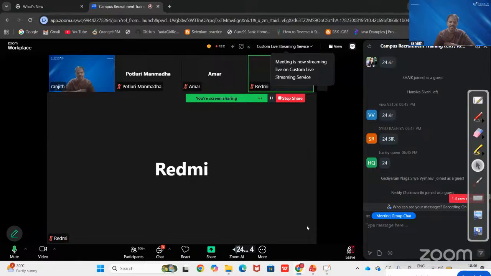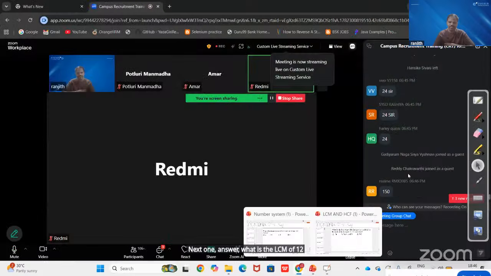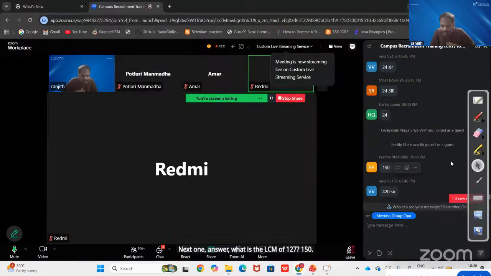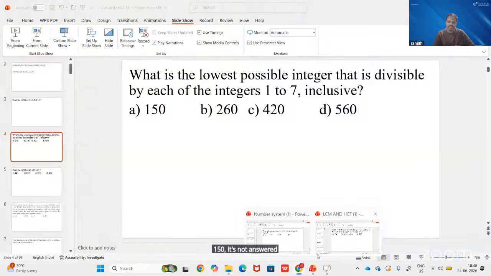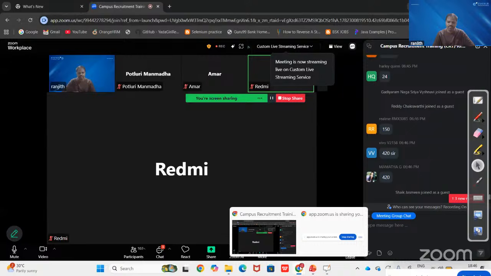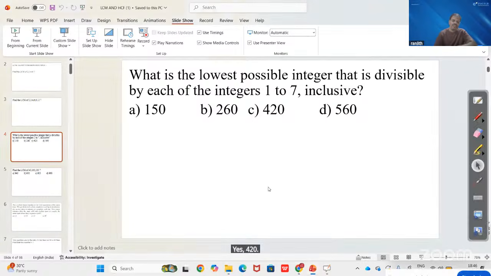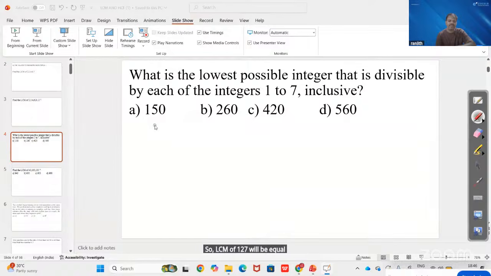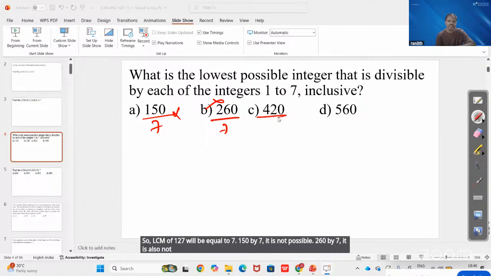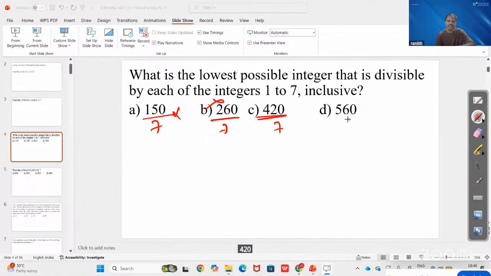What is the LCM of 1 to 7? 150, it's not the answer. Yes, 420. So LCM of 1 to 7 will be divisible by 7. 150 by 7, it is not possible. 260 by 7, it is also not possible. 420 by 7, it is possible. 560 by 7, it is possible.